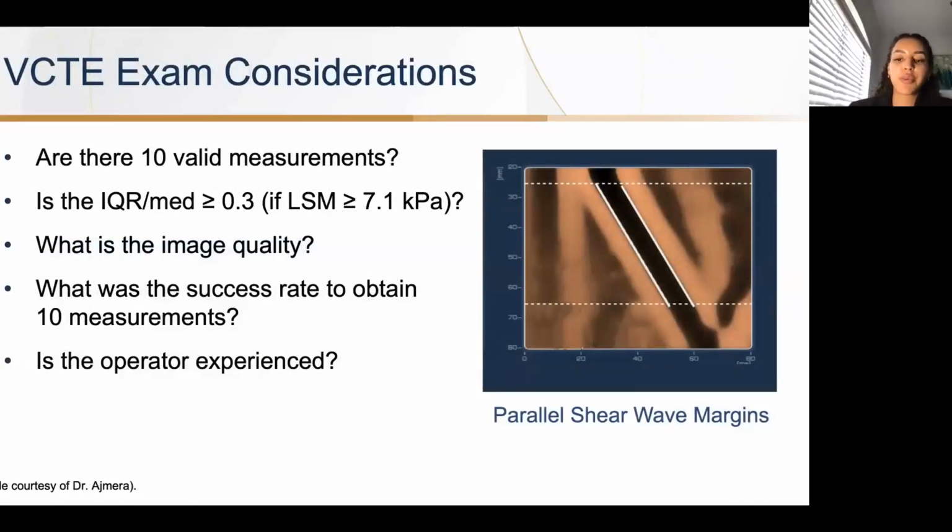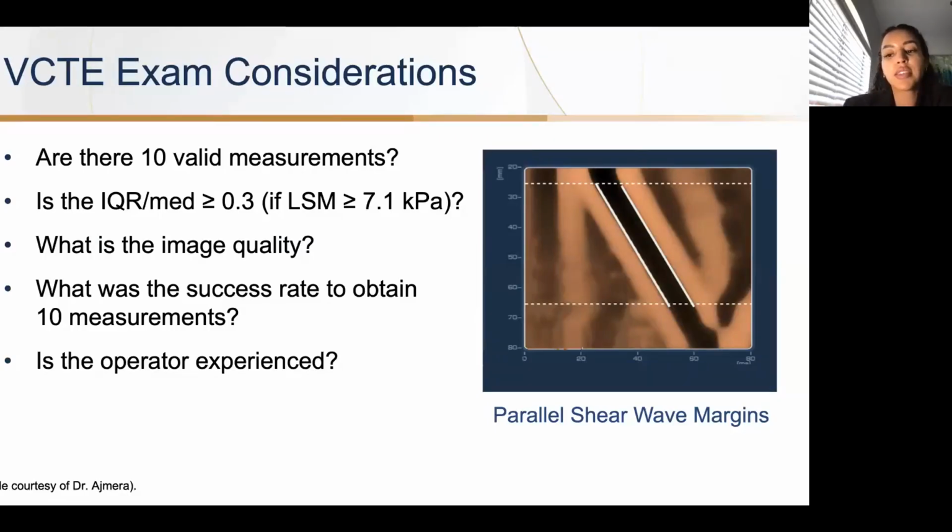So when we get a FibroScan within our clinic, and as providers, we take a look at the scan, or as our MAs are performing the scan, it's really important that we take these considerations into effect. Are there 10 valid measurements? Whenever doing a scan, we want to make sure that we're getting a quality scan. So we need 10 valid measurements. What is the quality of the image?